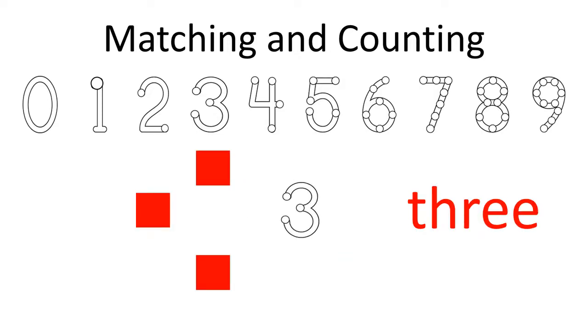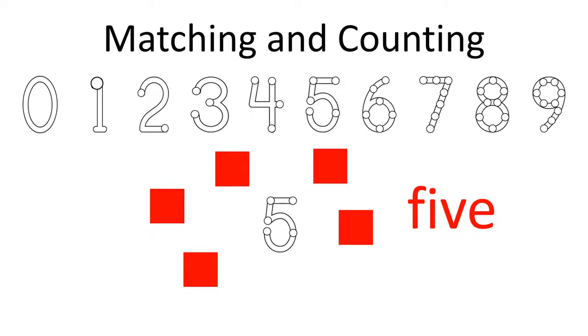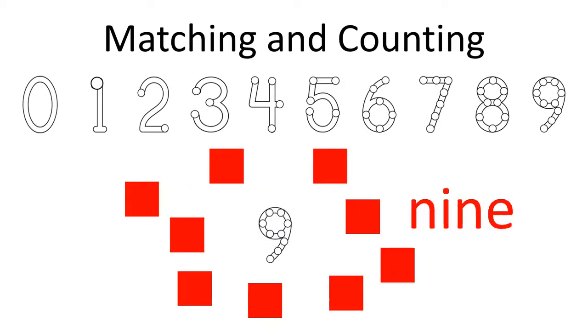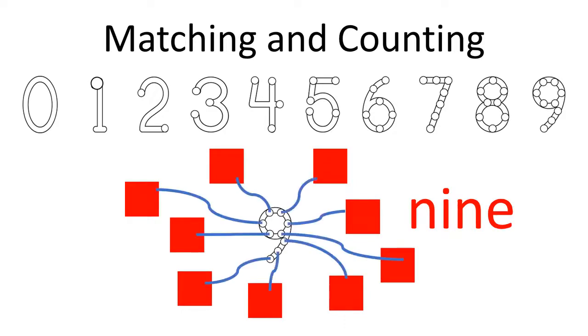So there's 3, and you can see that the 3 digit has 3 podules, and there they are connected onto the 3 bricks. There's 4, 5, 6, 7, 8, 9, and there the 9 digit has 9 podules, and they all connect onto 1 brick each. So 1 podule only ever connects to 1 thing.